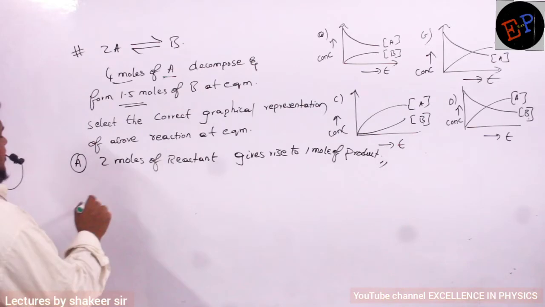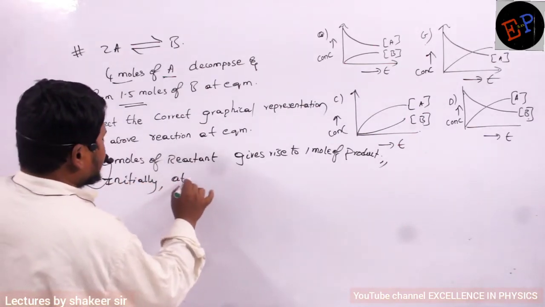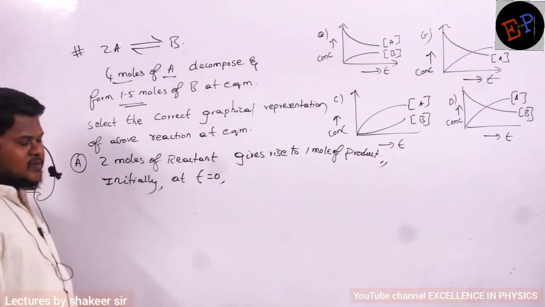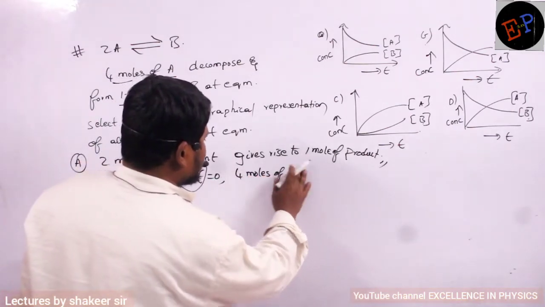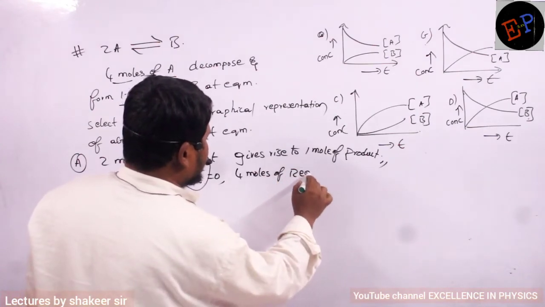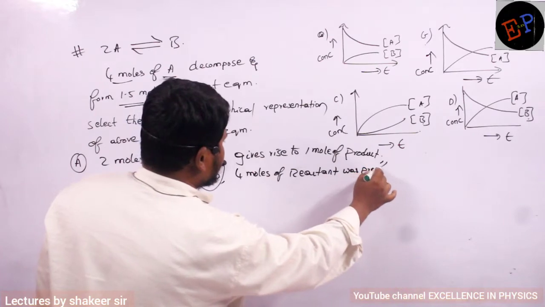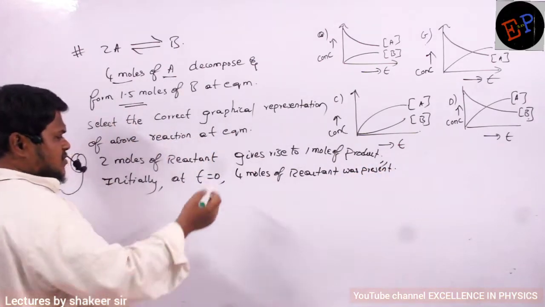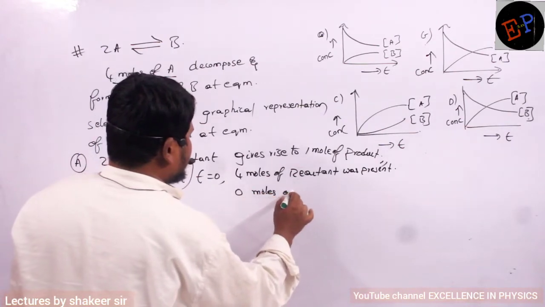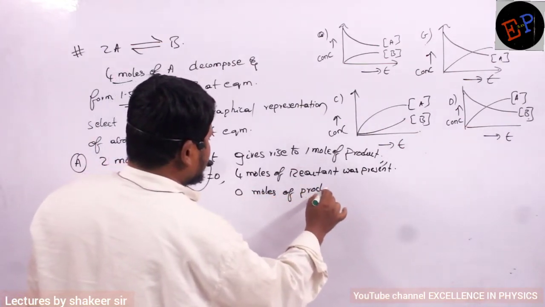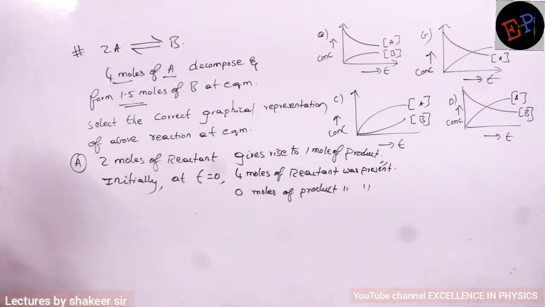So therefore, initially means what? At T is equal to 0, 4 moles of reactant was present. And how many moles of product was there? 0 moles of product was present. Understood, no? Now let us write this one mathematically.